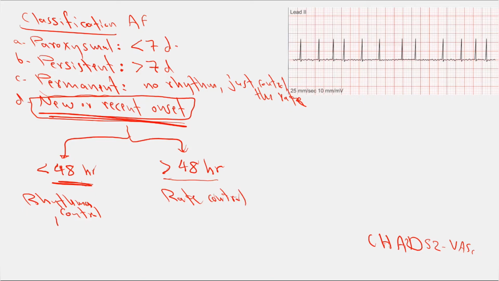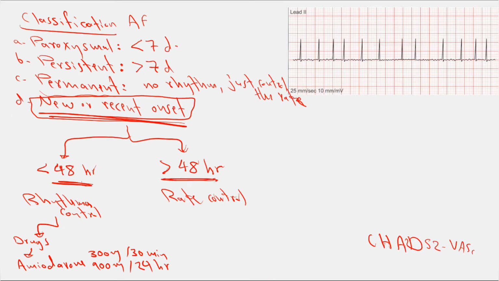How do you do rhythm control? Either pharmacologically, I mean by drugs. The most commonly used drugs for AF are flecainide and amiodarone. The dose of amiodarone is 300 milligrams over a period of 30 minutes, then a maintenance of 900 milligrams over 24 hours. When you give this, usually the rate and the rhythm will be controlled.